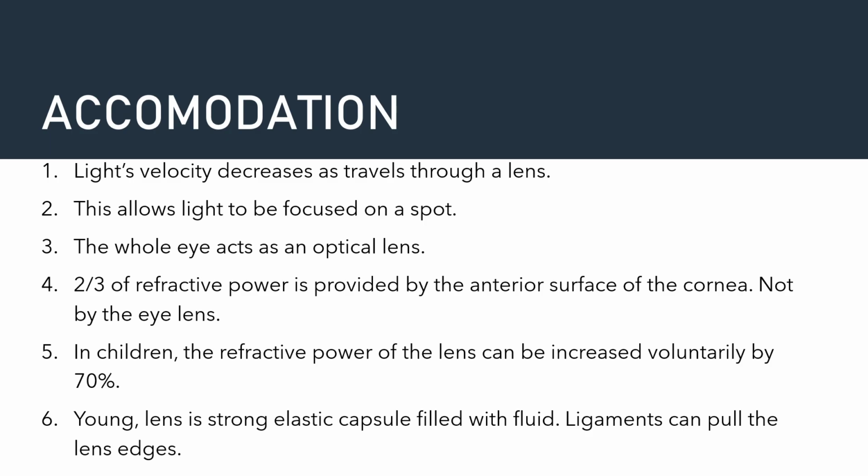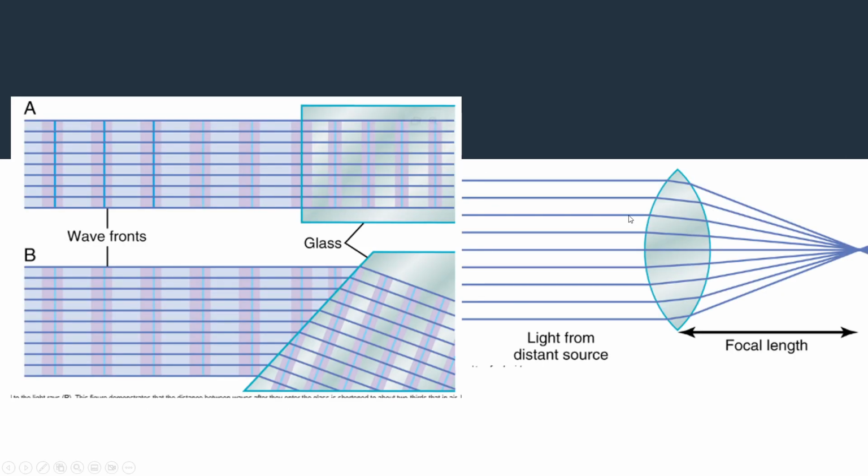The first concept we have to learn is about accommodation. Accommodation can be seen on the picture on the right. It is to transform light from a big source into a small dot, so it needs to go through a lens. On the left, you can see light bends as it goes through a glass, because the velocity changes, so the light bends.